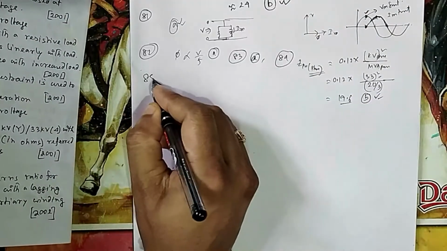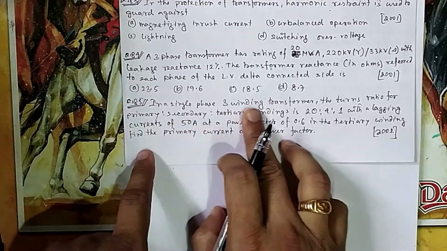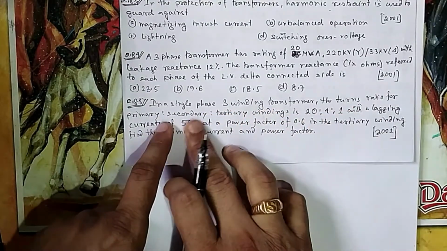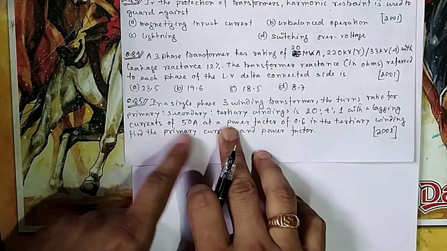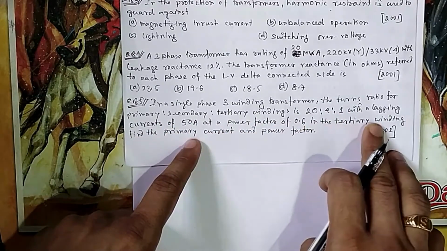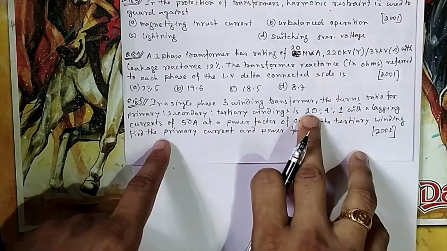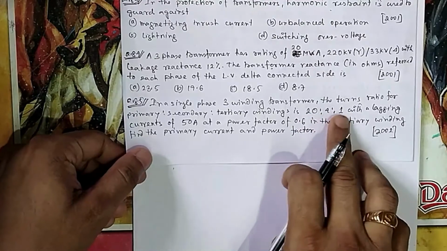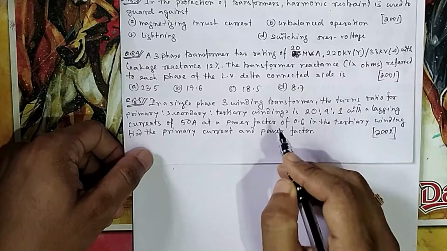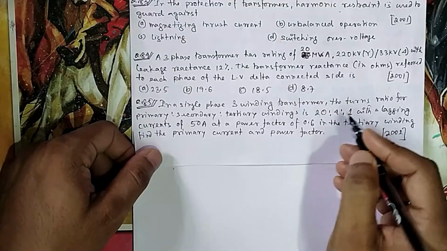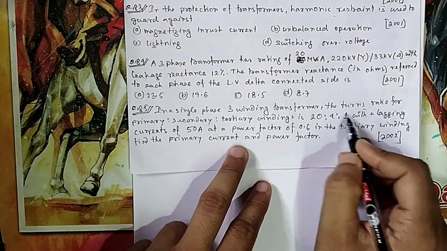Now if you come to question number 85, in a single phase 3-winding transformer, the turn ratio of primary, secondary, tertiary is given, with a lagging current of 50 ampere at a power factor of 0.6 in the tertiary winding. Find the primary current. So this current will get reflected in the primary. How? The ratio is 1:, voltage is dividing by 20, so current should get multiplied by 20. So if you come from this side to this side, current should get multiplied.